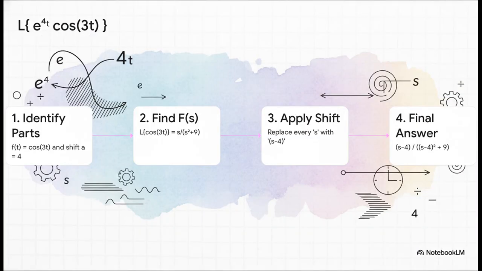All right, on to the shift rule. For step 1, we identify our parts. The base function is cos of 3t, and that e to the 4t tells us our shift, a, is 4. So for step 2, we find the transform of just the cosine part. The key move here is in step 3. You just go through and replace every single s you see with s minus 4, which gives us our final answer.